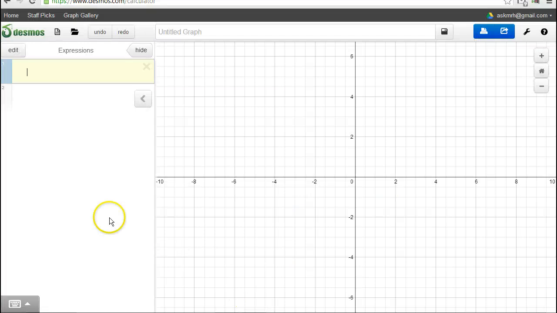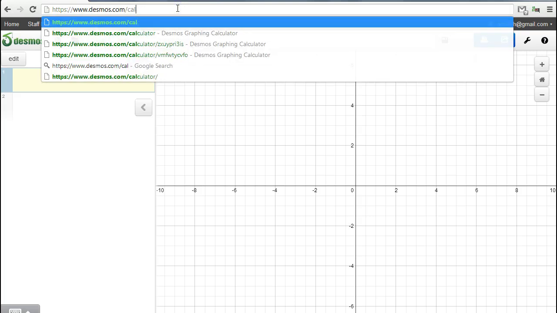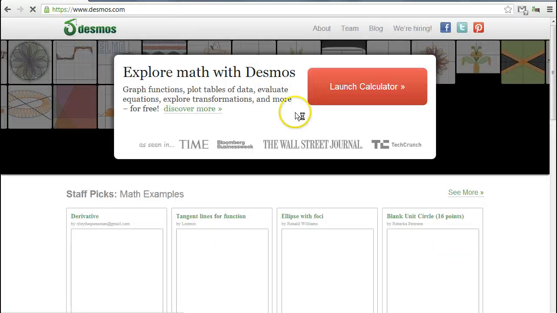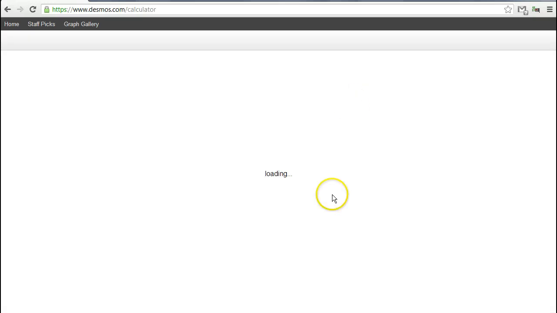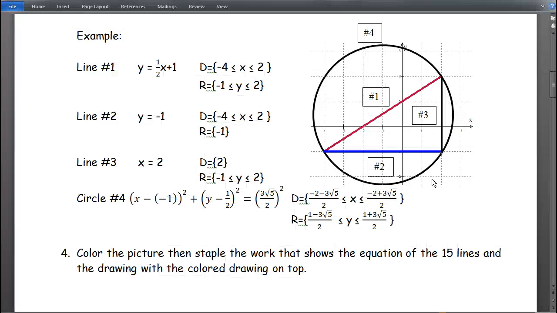It's online. It's called Desmos. So you go to www.desmos.com/calculator, and this will pop up. Let me show you actually. When you go here, it's going to say, do you want to launch the calculator? And you say yes, and you get the calculator like this. I also have this link. So I'm not going to do the whole project. I'm just going to do this example.